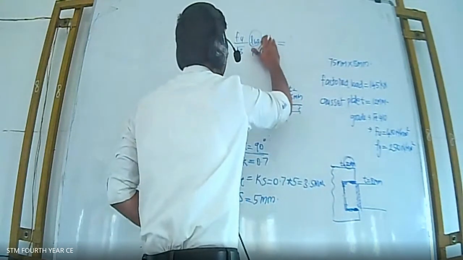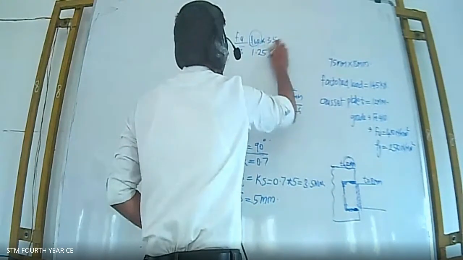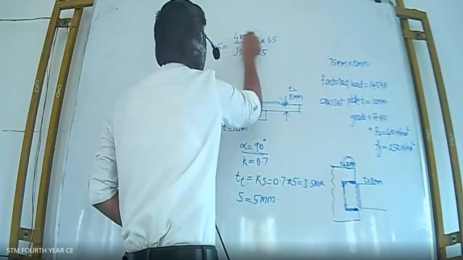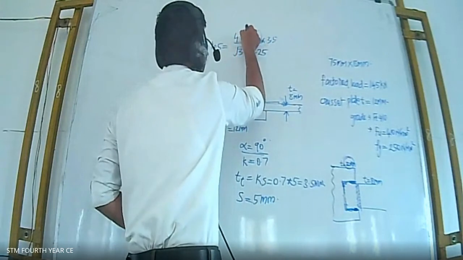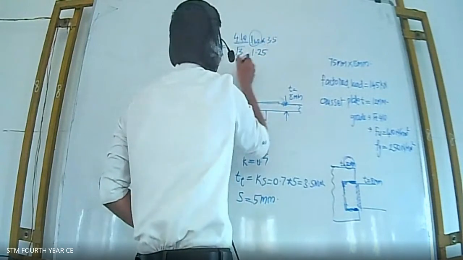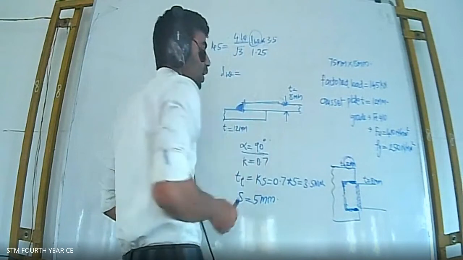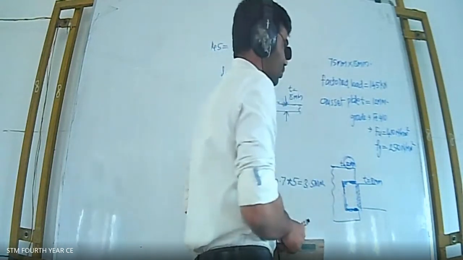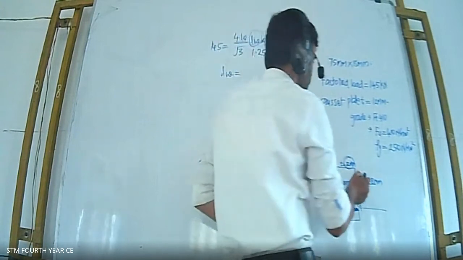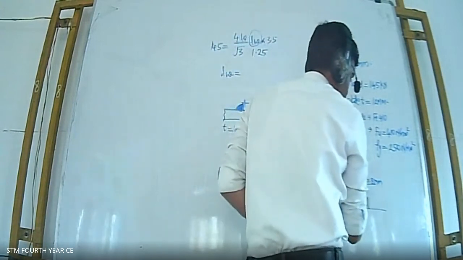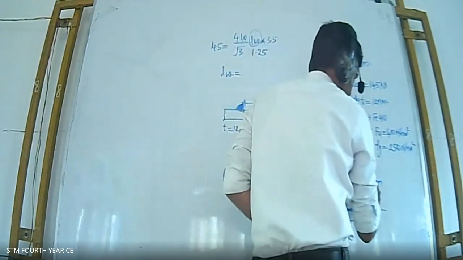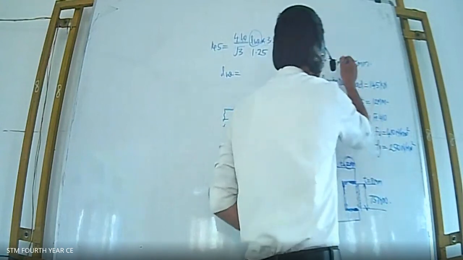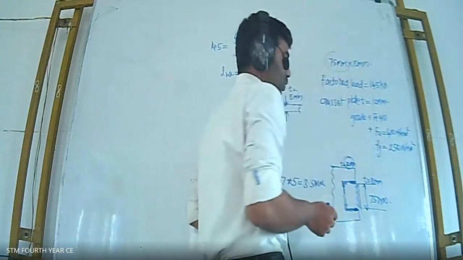That you can substitute here. So Fu is obtained as 410. Just substitute and find Lw. Once you find Lw, you can provide that Lw here. So here, this length is 75. Okay, this length is 75. So this length is 75.